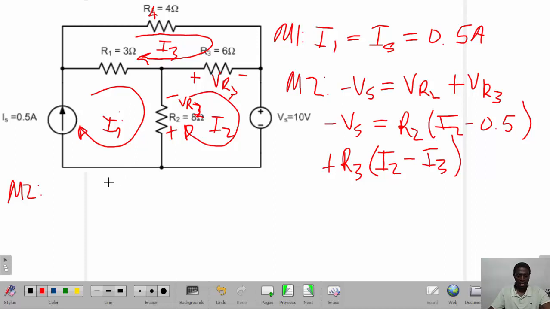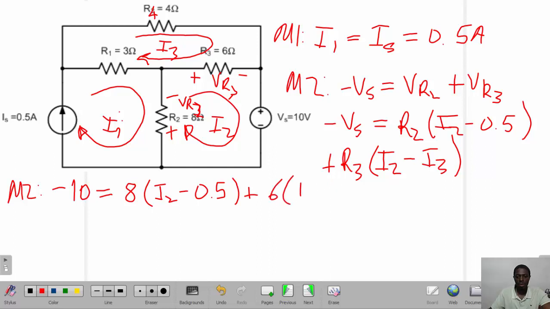We can expand it, so we're dealing with the same mesh 2. Let's insert in the values. So we've got minus 10, should be able to give us what we have here as R2 is 8. You've got I2 minus 0.5 plus R3 is 6, I2 minus I3. So this then gives us the actual equation, which we can expand further because we've got I2 and I2, which is common, and then we've got 0.5 here.